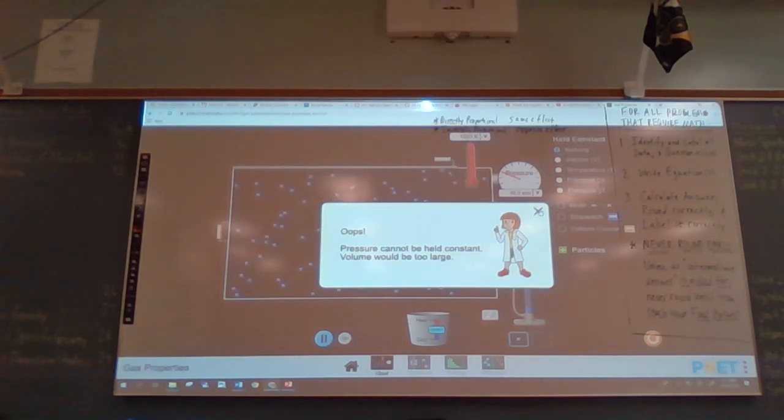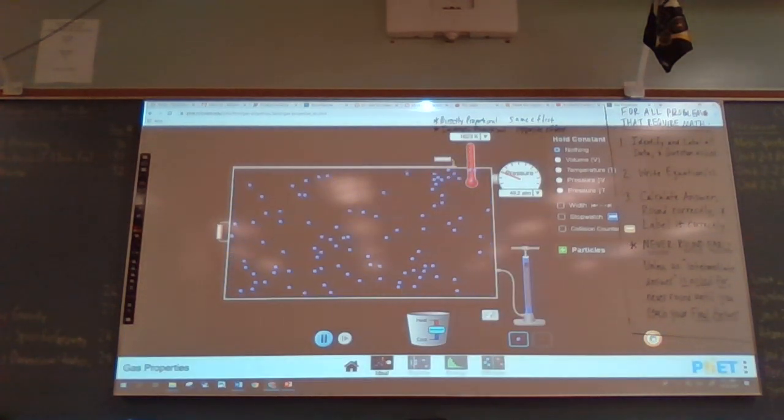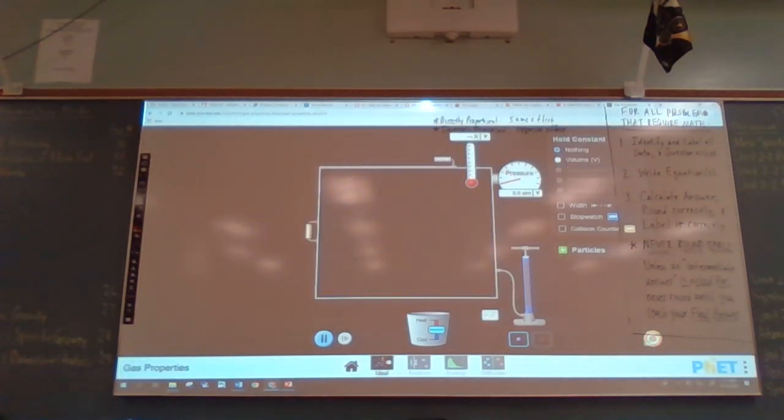Basically, what does that mean? Well, in a flexible container, it can only increase in volume so much. So what's going to happen to it? It's going to burst. So there we go. Good deal.